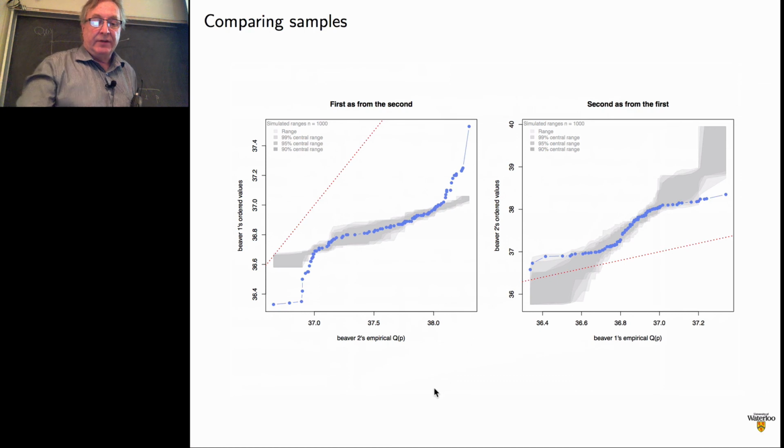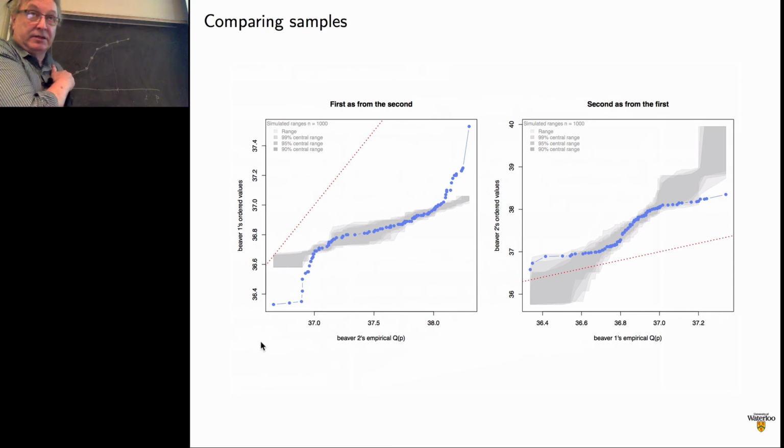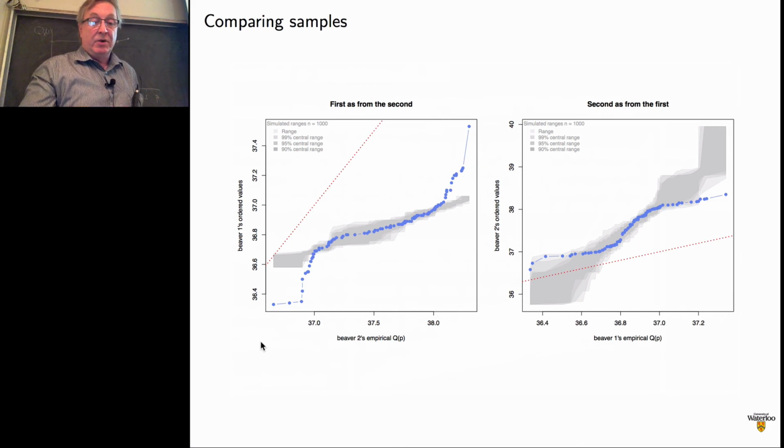So on the left here, I've got Beaver 2's body temperature on the horizontal axis. The vertical axis are the values corresponding to Beaver 1's temperatures. And these gray bands are generated by using exactly the trick that we just looked at on the blackboard of generating from the sample quantile function the empirical quantile function of Beaver 2.